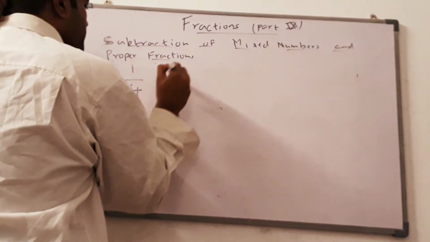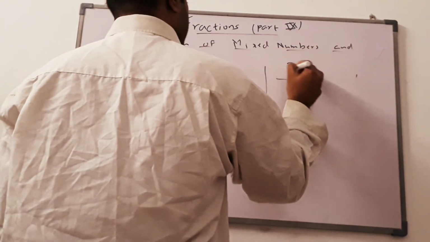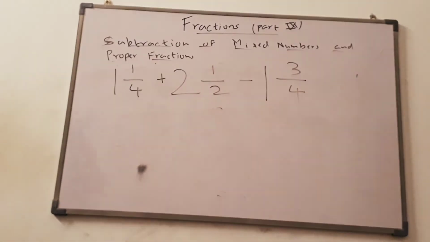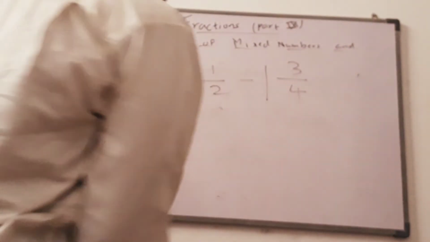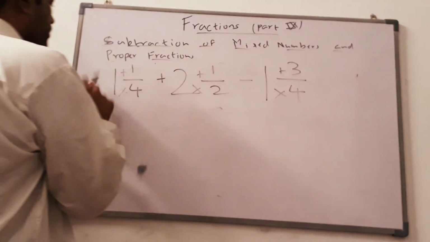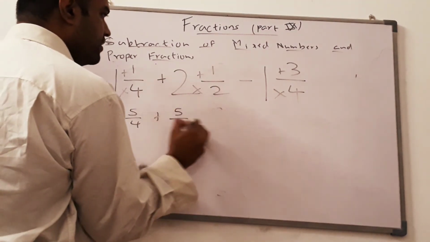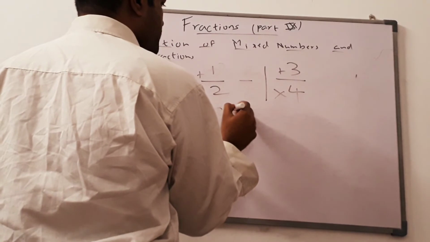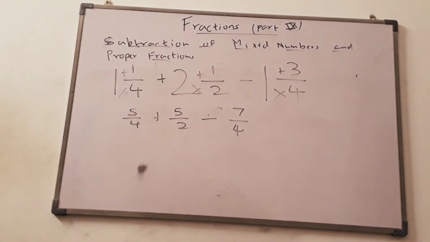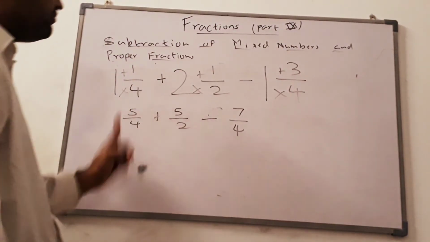1 1/4 plus 2.5 minus 1.75. Okay. First of all, we have to convert these into improper fractions. So it will be 4 times 1, 4 and 1, 5 over 4, plus 2 times 2, 4 and 1, 5 over 2, minus 4 times 1, 4 and 3, 7 over 4. Okay, now we have actually two denominators, 2 and 4.